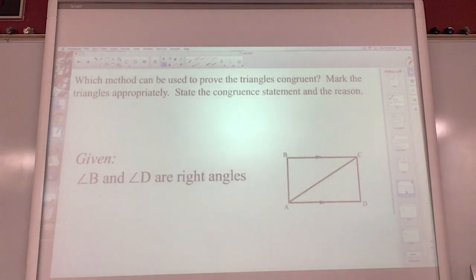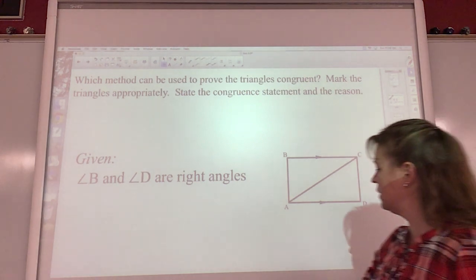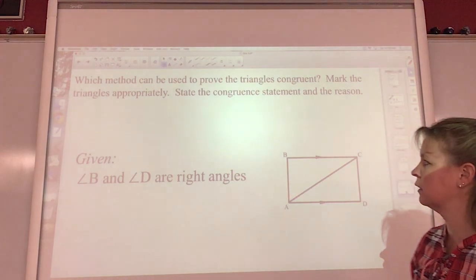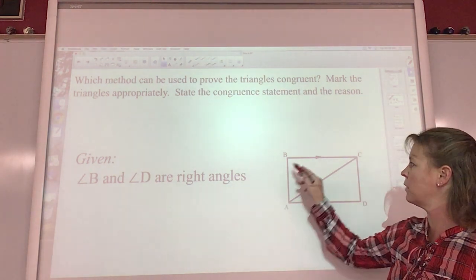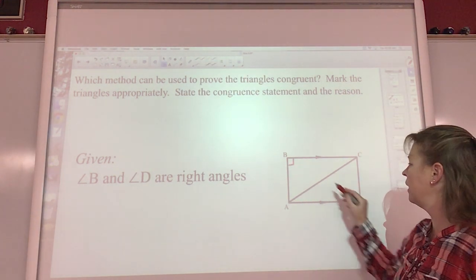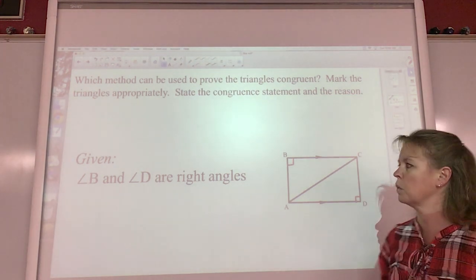We're just going to keep practicing so that you get used to them. See a bunch of different diagrams. Which method can be used to prove the triangle is congruent? Mark the triangles appropriately, state the congruent statement and the reason. So we need the congruent statement and the reason, but we also have to mark the triangle. The only given information that we have is that angle B and angle D are right angles.